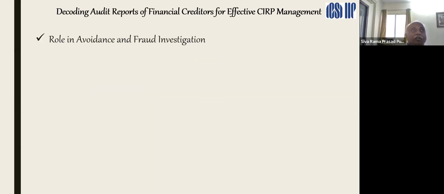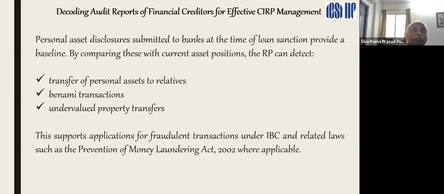Role in avoidance and fraud investigation. Personal asset disclosures submitted to banks at the time of loan sanction provide a baseline. By comparing these with current asset positions, the RP can detect transfer of personal assets to relatives, benami transactions, and undervalued property transactions. This supports action against fraudulent transactions, related to the Prevention of Money Laundering Act 2002 wherever applicable.